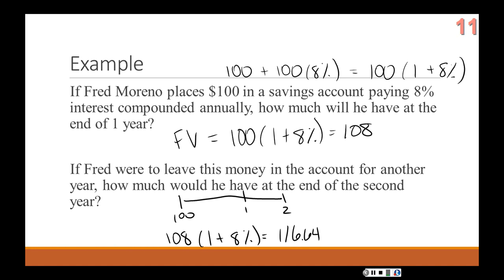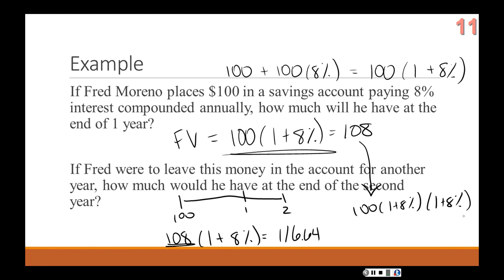If we wanted to write this in a more formula style approach, which you'll want to do for problems in this course, notice that 108, we'll bring this equation down, so 100 times 1 plus 8% times 1 plus 8%, that's what we did here. I just substituted this formula in for the $108 down here. Gives you $116.64. And this is the same thing as 100 times 1 plus 8% squared. And all of these give you $116.64.